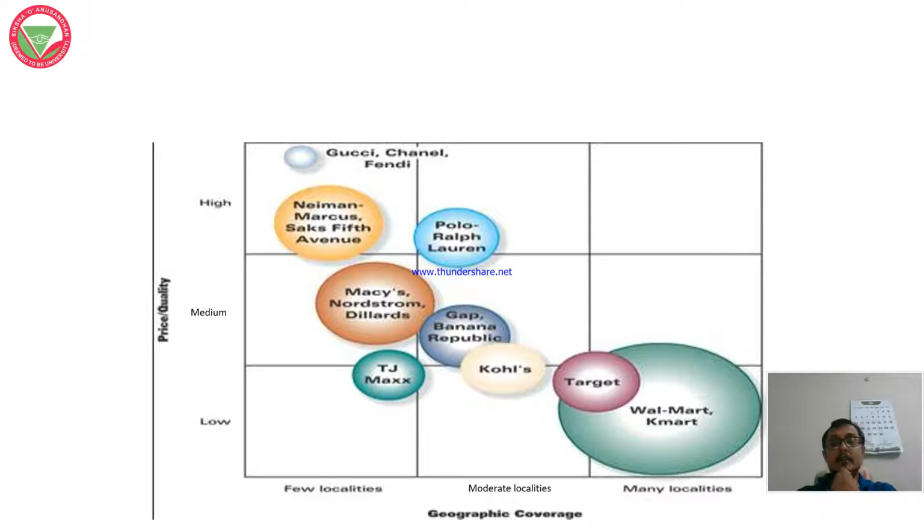If you see Walmart, the price and quality is at a lower position, and the availability or geographic coverage of Walmart is higher than anybody else. So obviously it sits in the rightmost corner of the matrix, and the size of the circle denotes the revenue earned by it in the last year. That gives you an idea about the market size or the revenue generated by that particular company.